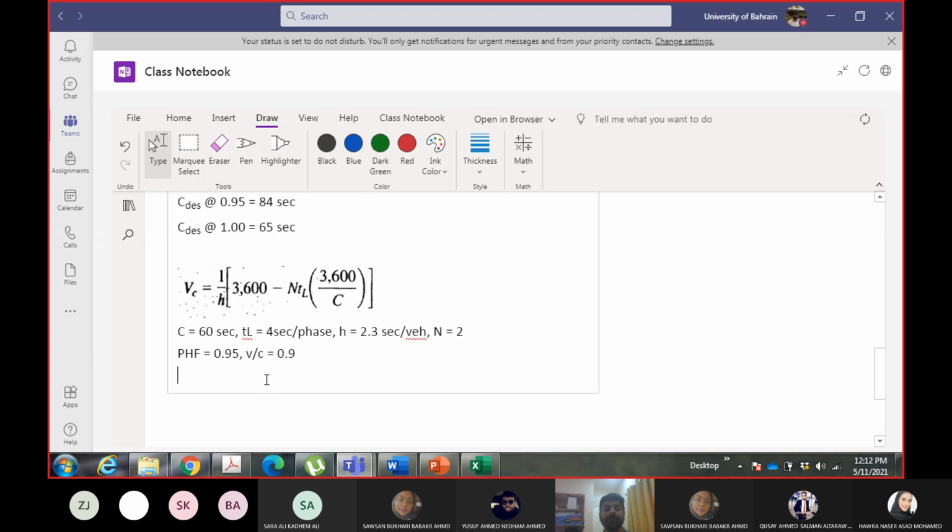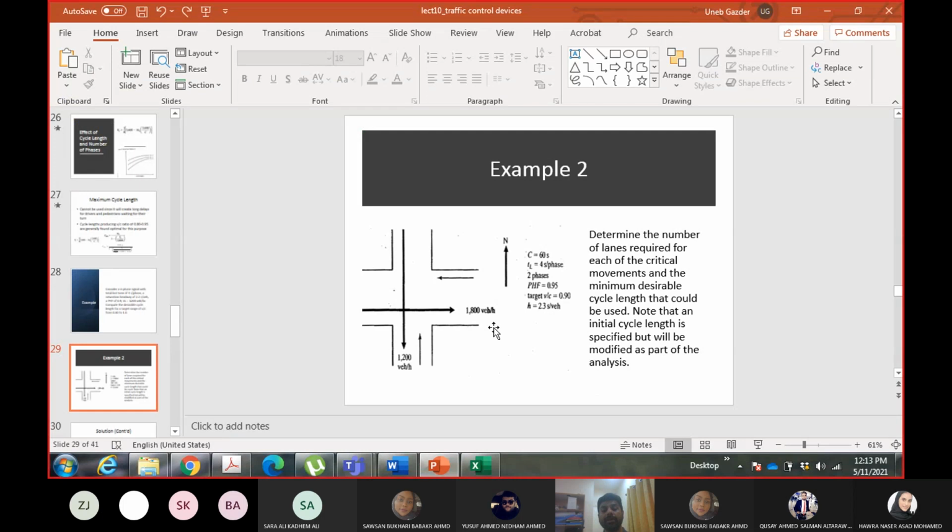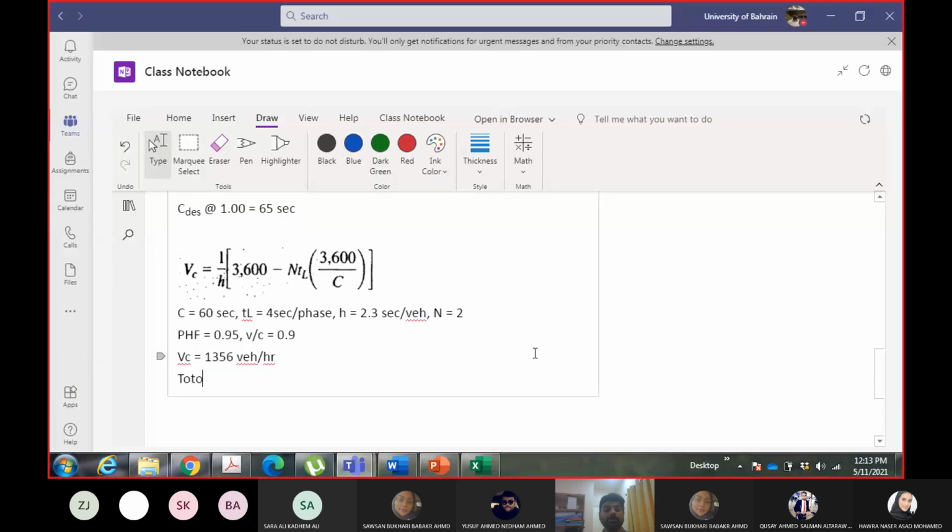First of all, tell me the VC. 1356.5. Now, if you look at the actual volume which is given, 1800 one direction, 1200 other direction. Total 3000, right? 1800 plus 1200, total volume is 3000.